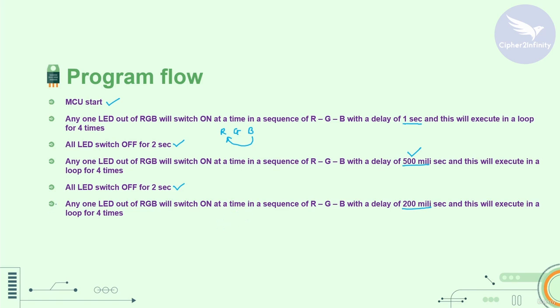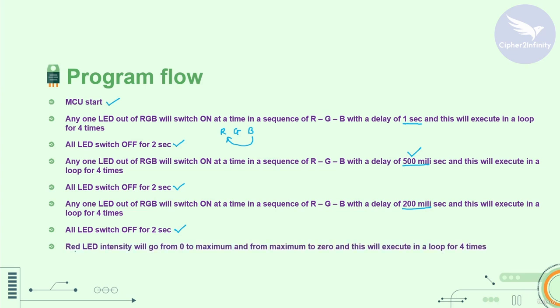So that's basically this point, and in the end, all LEDs switch off with a delay of 2 seconds. And then the last point is that the red LED intensity will go from 0 to maximum, and from maximum to 0, and this will execute in a loop for 4 times, okay.